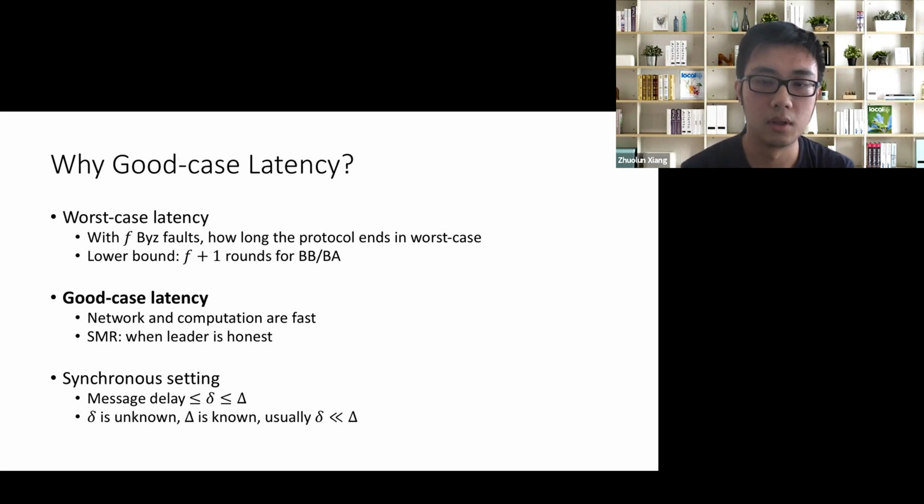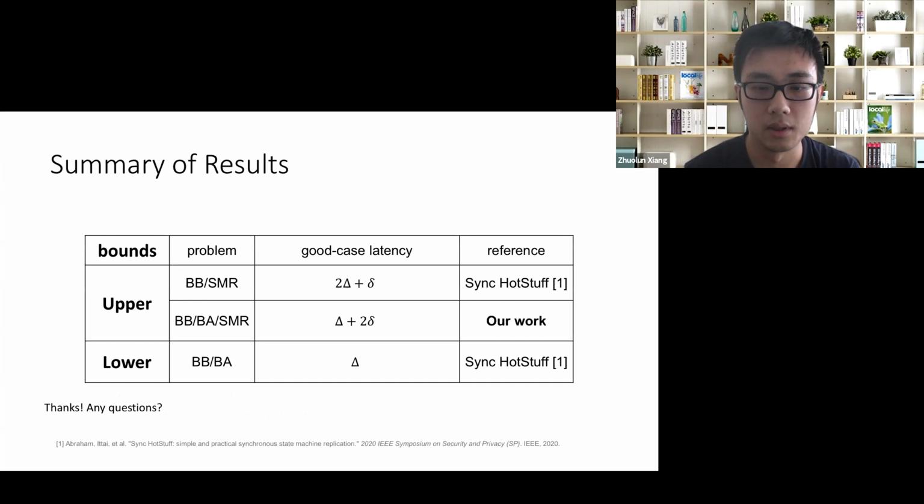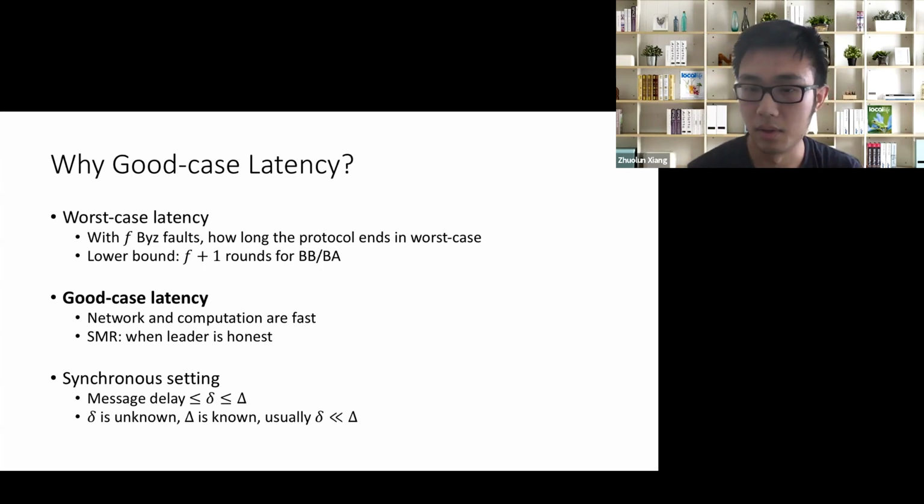So we define and study the notion of good case latency, where the network and local computations are fast, and the leader is honest. In this paper, we consider the synchronous setting, and we adopt a more refined latency characterization from the literature. We assume the actual message delay is upper bounded by small delta, which is unknown. But there is a pessimistic upper bound big delta, which is known to the protocol designer. And usually this big delta is much larger than the small delta to ensure the safety of the protocol. And we will characterize good case latency in terms of both small delta and big delta.